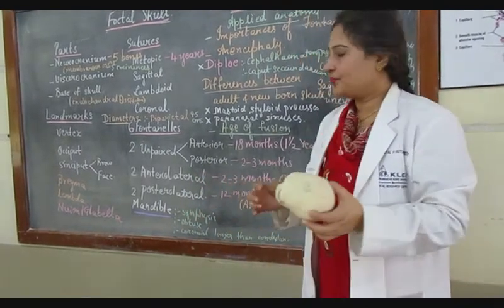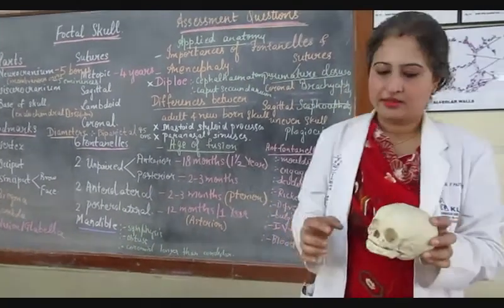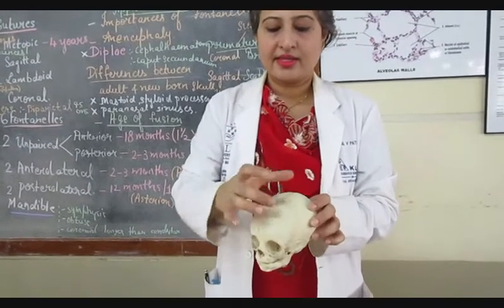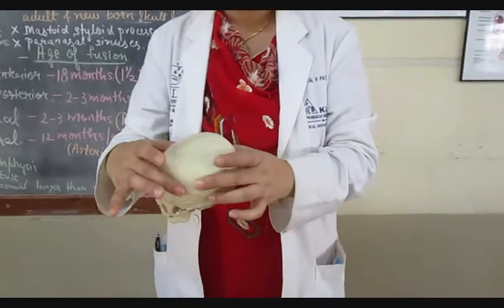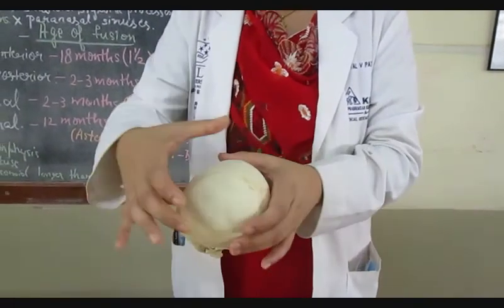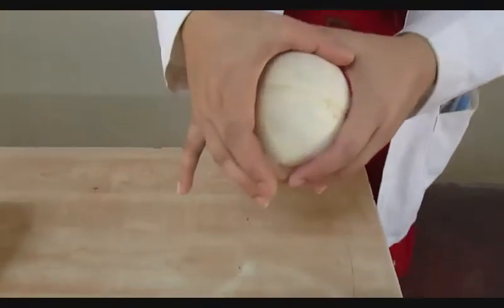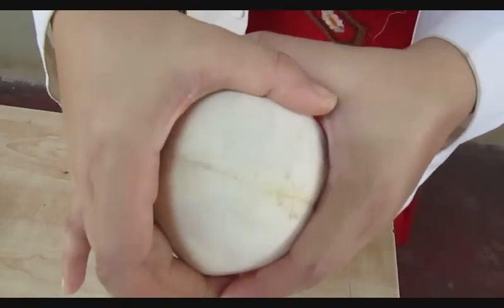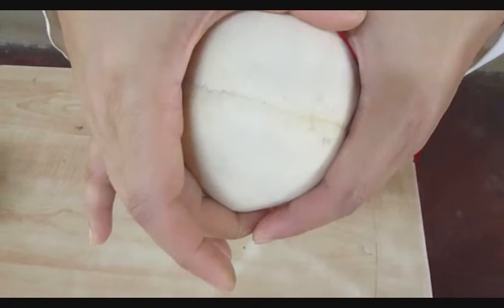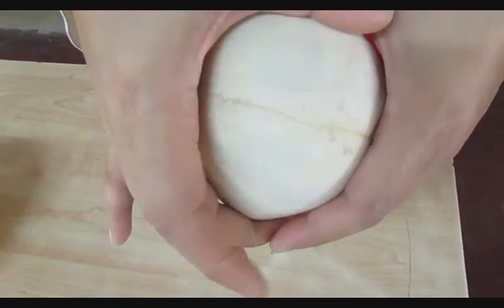Then we go to the other landmarks. The vertex. The vertex is the area between the coronal suture and the lambdoid suture. So this area is called the vertex. This is the most frequently engaging presenting part during vaginal delivery, the vertex.